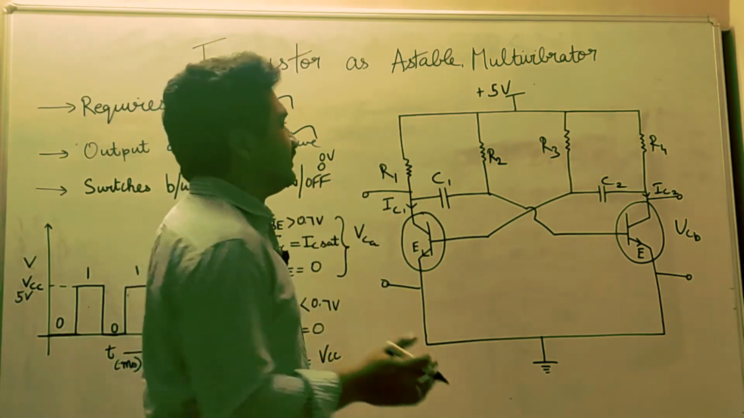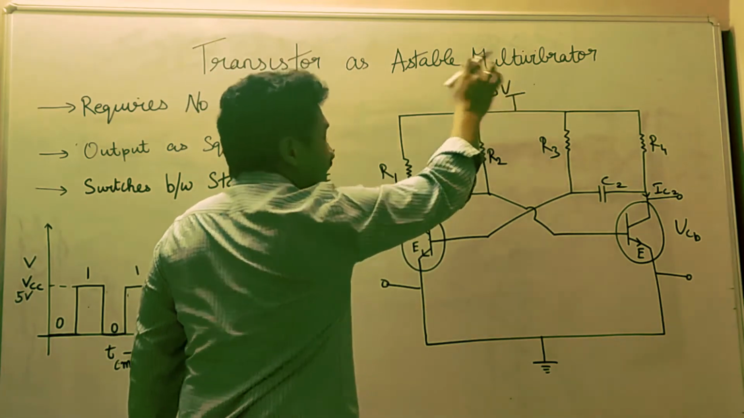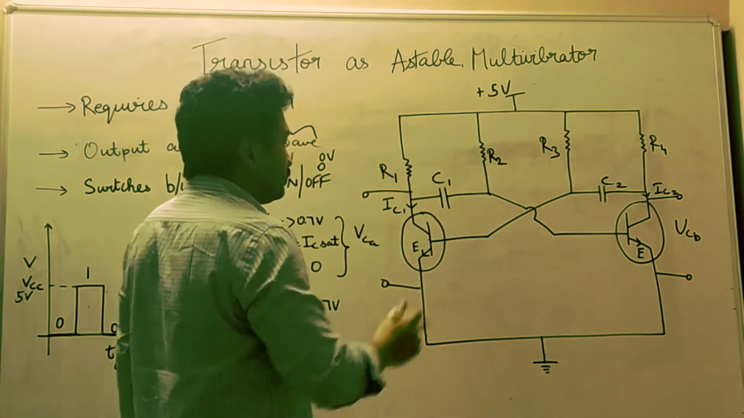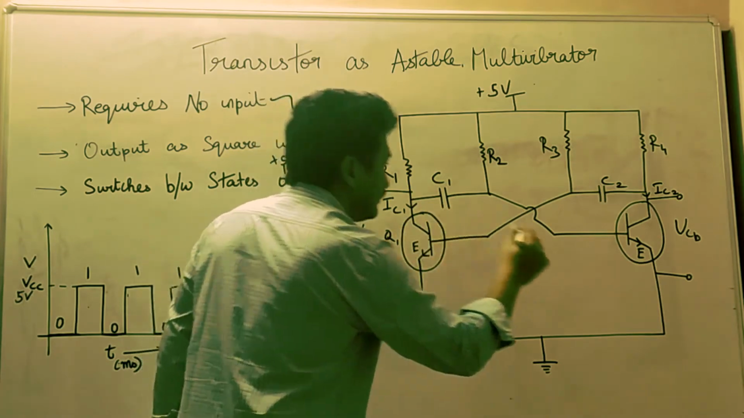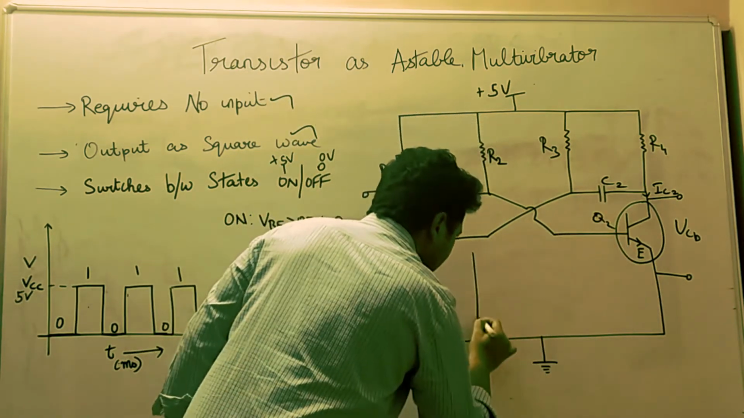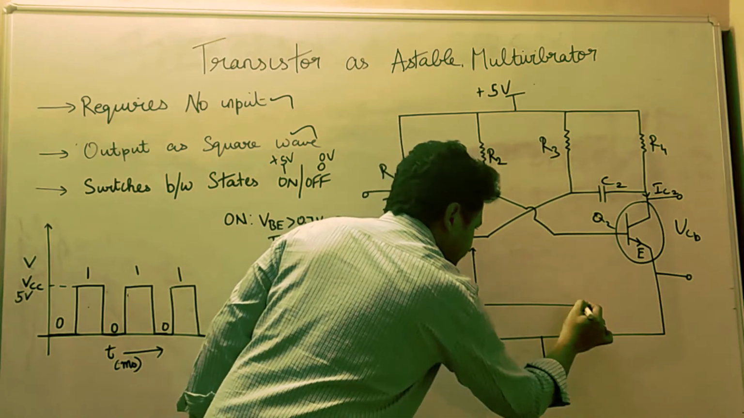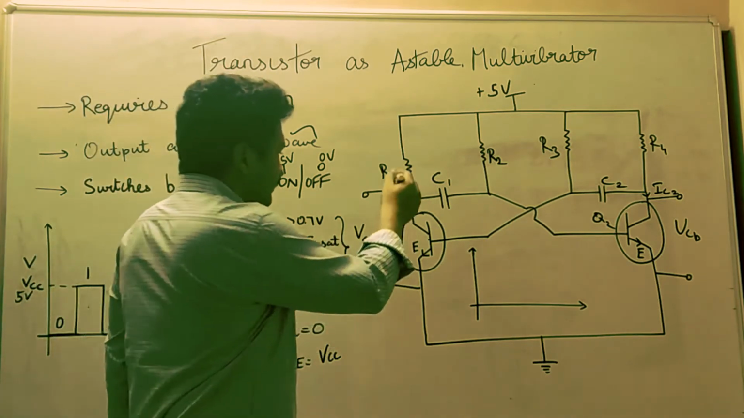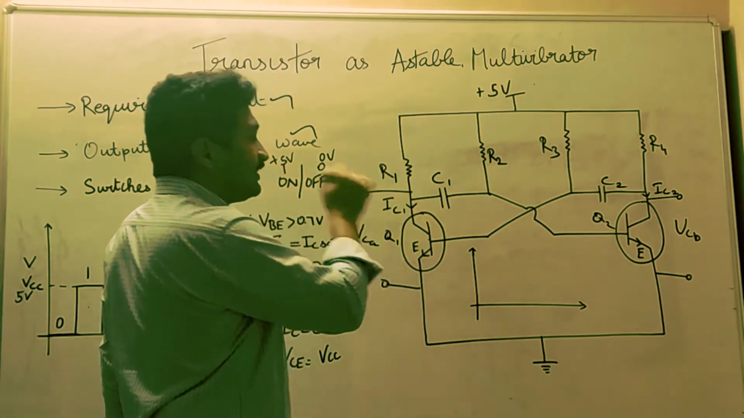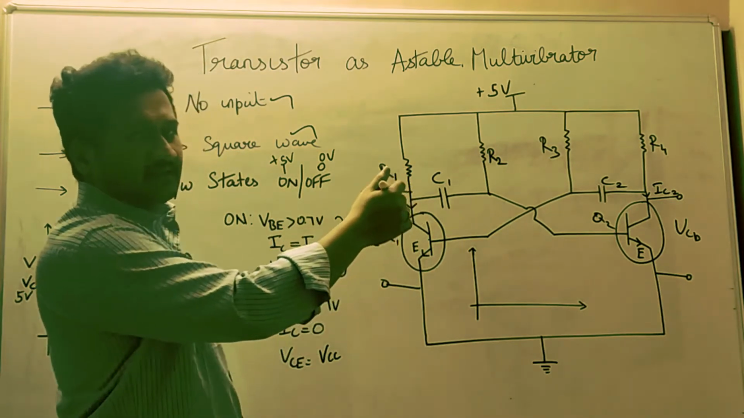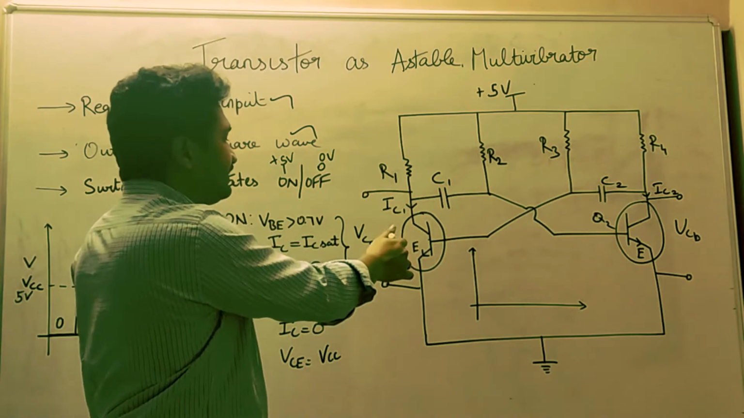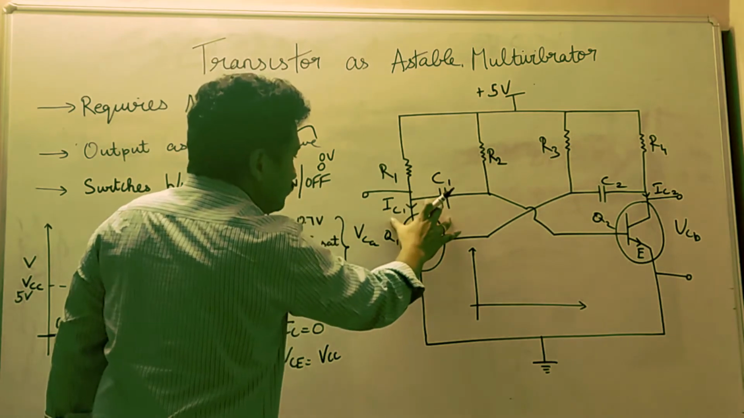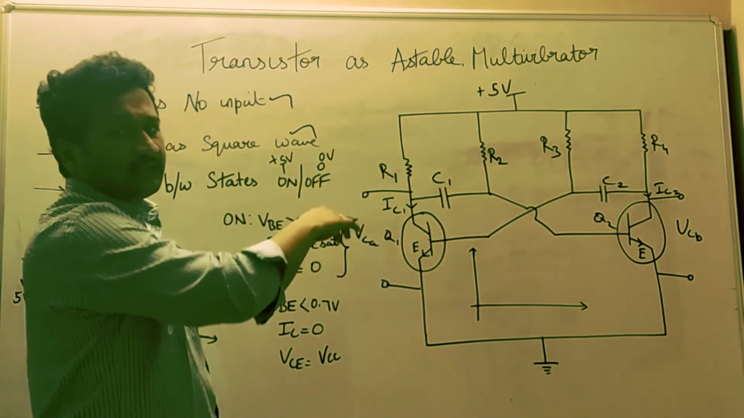If we start the operation, if we give plus 5 volt here, at a time there will be only one transistor on and the other transistor will be off. This transistor is Q1 and this transistor is Q2, and we want to take the output at VCB. Let us consider that Q1 is in the on condition and Q2 is off. We will see how that condition happens.